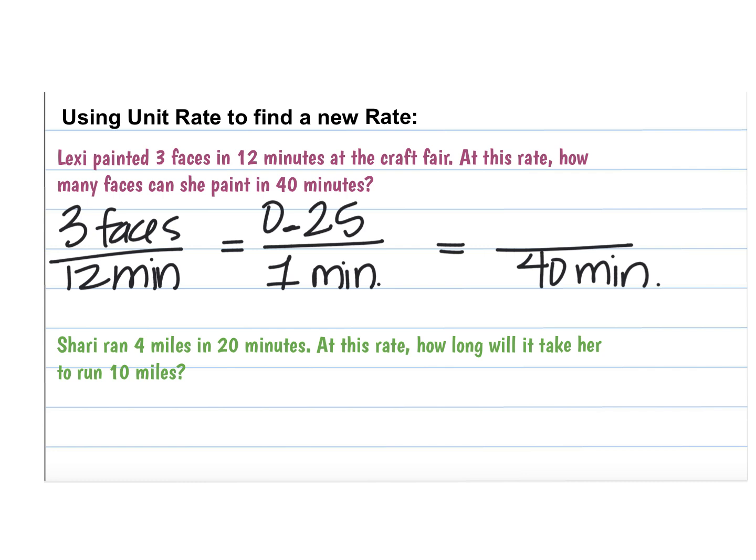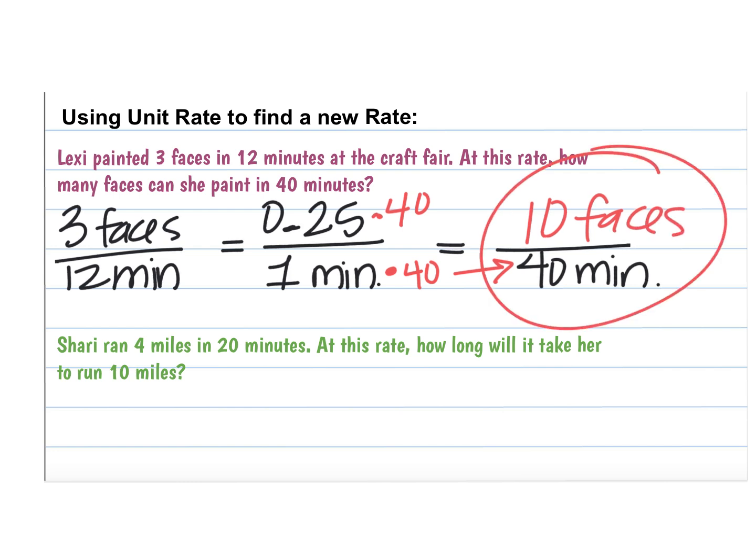And then if we think about equivalent fractions, remember, if I just multiply this times 40, I'm going to get 40. So let's do the same here. So if we do 25 hundredths times 40, I would get 10. So then we know that she would paint 10 faces in 40 minutes.